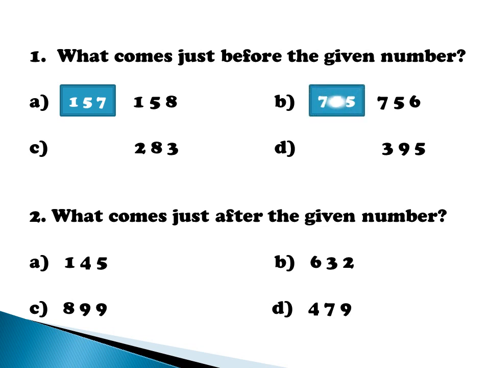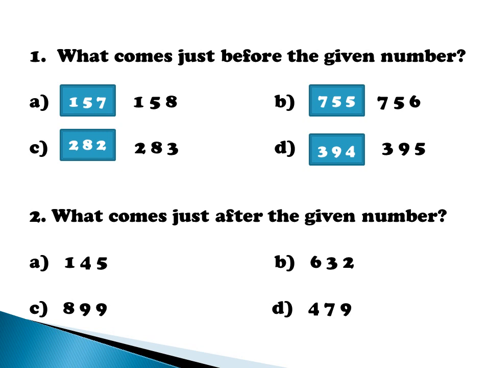Yes, the answer is 755. The next one, C. What comes before 283? The answer is 282. The next one, D. What comes before 395? The answer is 394. Students, here we have completed question 1. Now, let's start question 2.